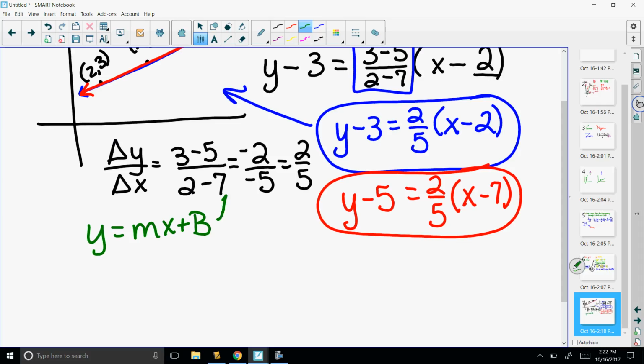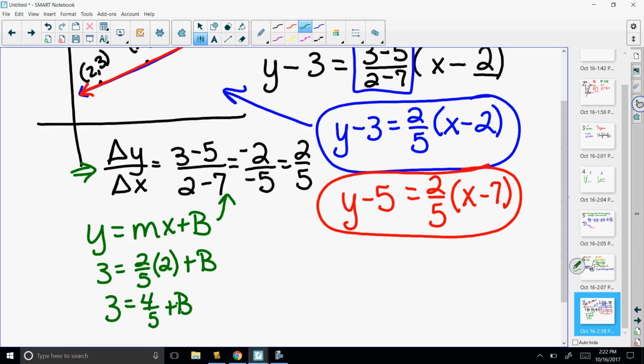Okay, I still have to do this step right there, right? I'm still going to have to find the slope. So after I've done this step, which is finding the slope, then you do this. Pick a point. Does it matter which point? No. What is the y value of the point? 3. What's your slope? 2/5. What's your x value? 2 plus b. Does this ring a bell? This is what a lot of you were doing. So then you get 3 is equal to 4/5 plus b. And you're like, wow, that doesn't even look like that blue equation or that red equation.